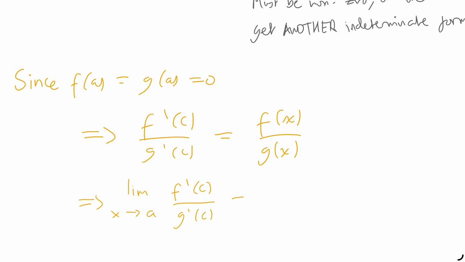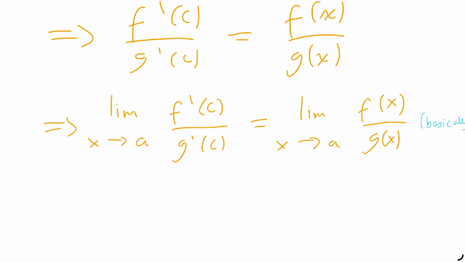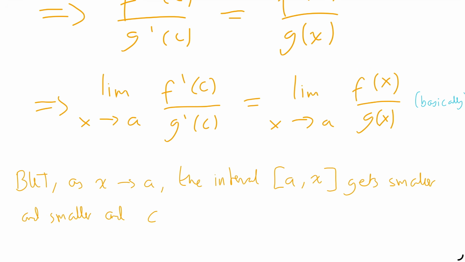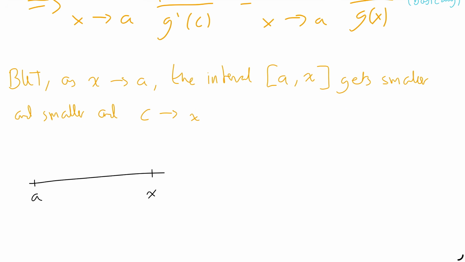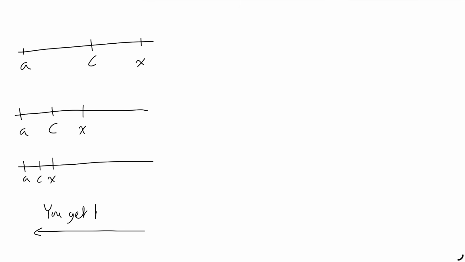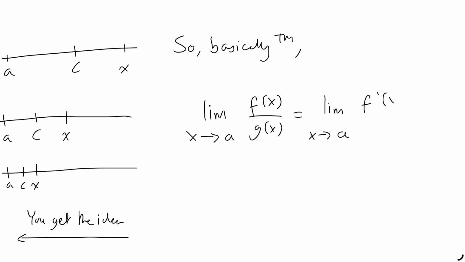So now we can pull out some imprecise moves and consider the limit as x approaches a on both sides. And as x approaches a, our interval gets smaller and smaller, and we just run out of places to stick our values of c, and we end up with the value of c approaching the value of x. They sort of just smush together, and finally we get that the limit as x approaches a of f of x over g of x is equal to the limit as x approaches a of f prime of x over g prime of x.